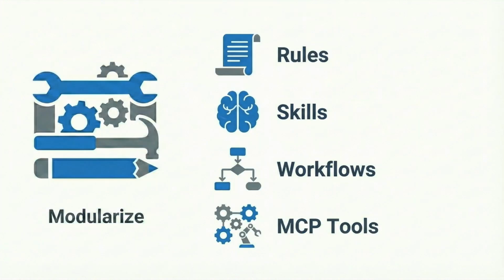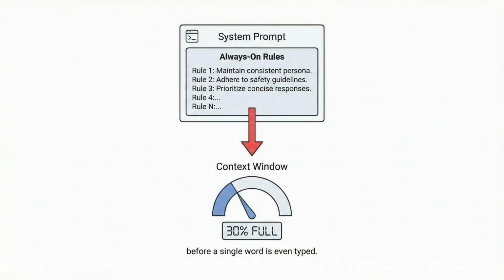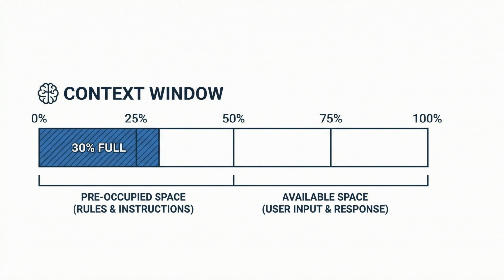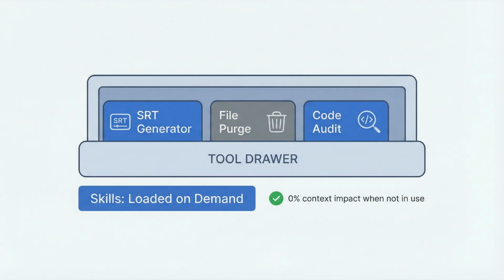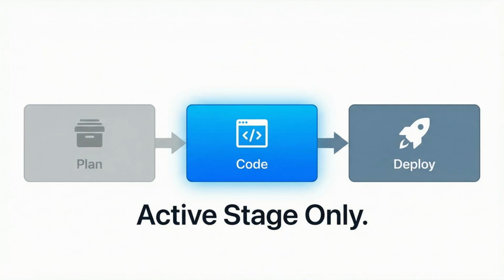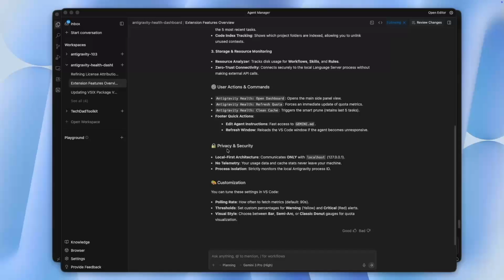First, instructions. Rules and skills are great, but they act like a constant token tax. The secret: modularize. Use skills and glob patterns so the AI only uses what it needs, when it needs it.